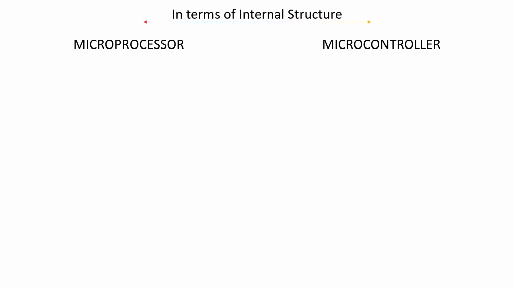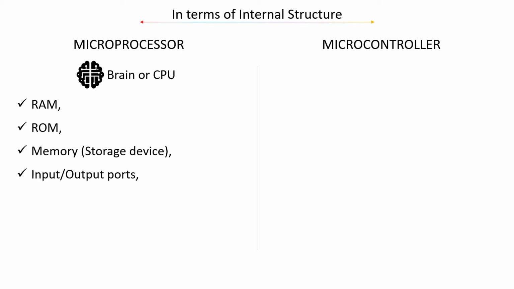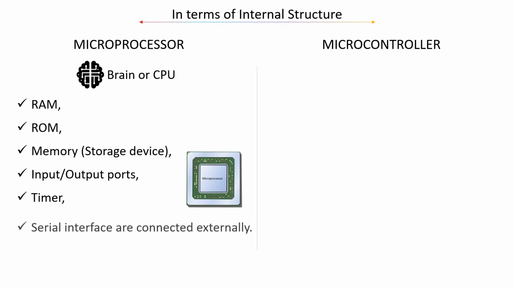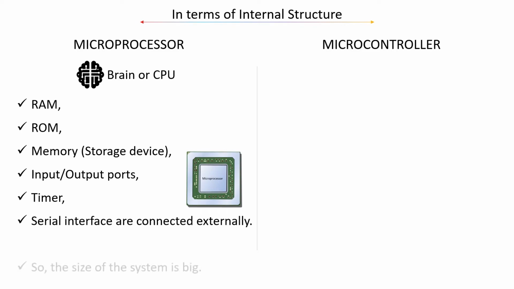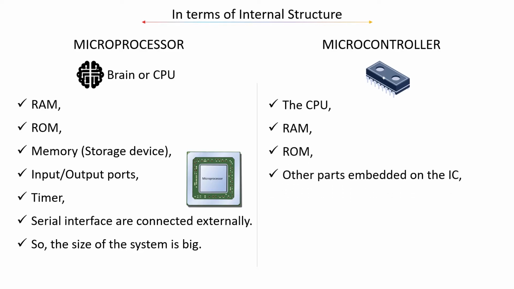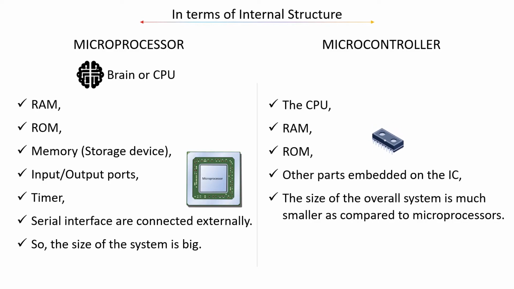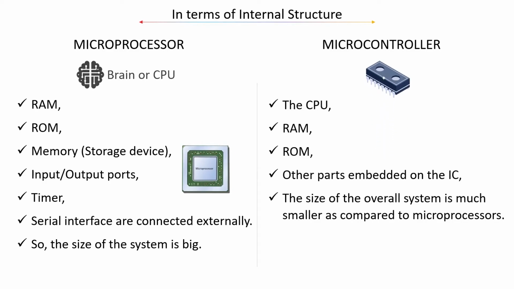Microprocessor is just the brain or CPU. All the other components like the RAM, the ROM, memory, input-output ports, timer, serial interface are connected externally. So the size of the system is big. While in a microcontroller, it has all the components, the CPU, RAM, ROM, and other parts embedded on the IC. Hence, the size of the overall system is much smaller as compared to the microprocessors.